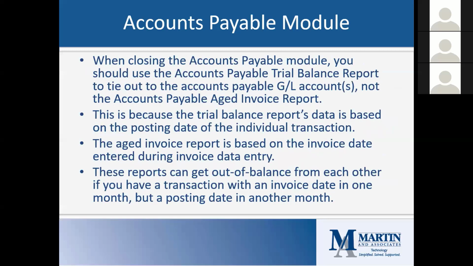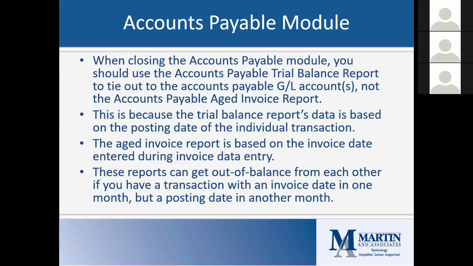All right, so more on accounts payable module here. When you're closing the AP module and you're trying to balance to your accounts payable general ledger account or accounts, you would run the report off of the AP reports menu called the accounts payable trial balance report. That's the report you want to use to balance to your general ledger, not the accounts payable aged invoice report.